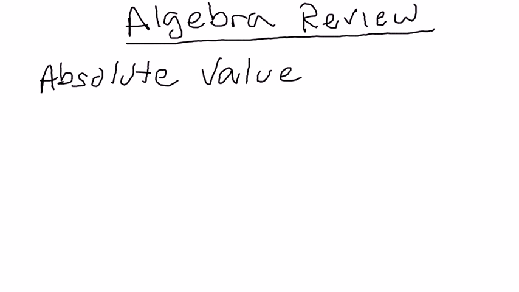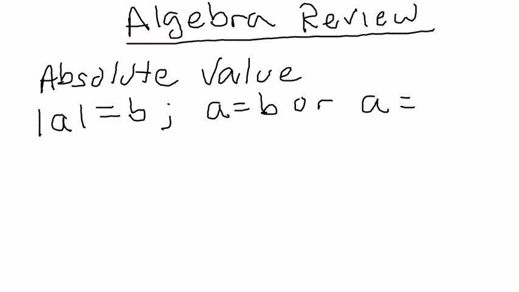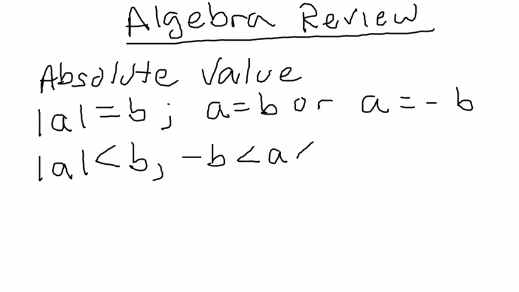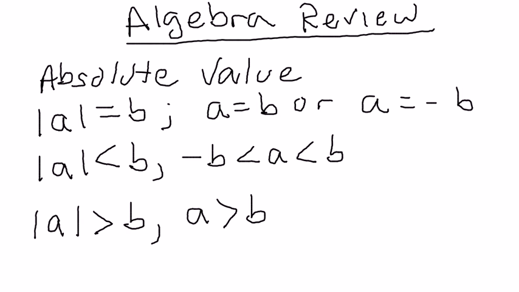So first of all, if you had something like the absolute value of A is equal to B, that means that A equals B or A equals negative B. One of the two. If you had the absolute value of A is less than B, then that means that A falls between negative B and positive B. And if you had the absolute value of A is greater than B, then you have A is going to be greater than B, or A is less than negative B.